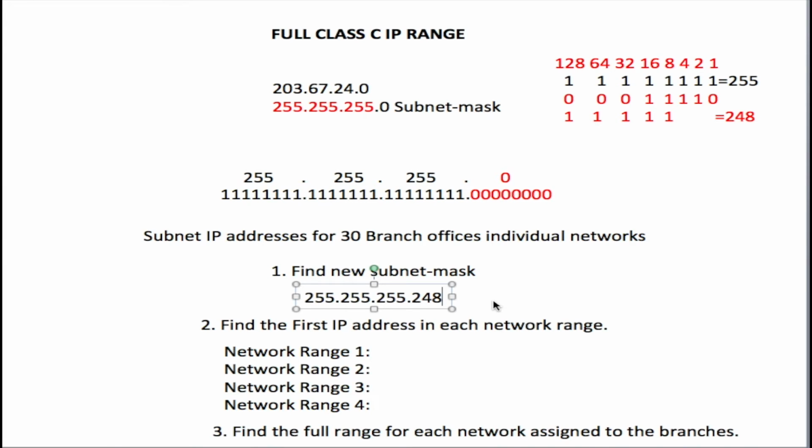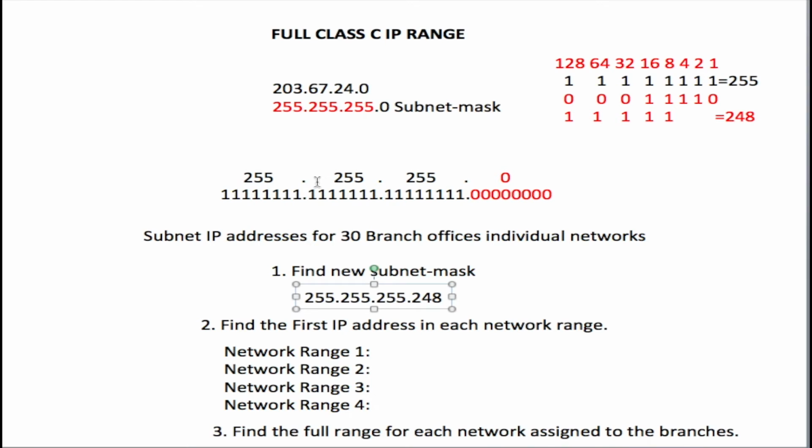255.255.255.248. Now this subnet mask is what we're going to be using for all 30 branch offices. Each one of the networks within these branch offices will have this subnet mask. So now we know the subnet mask. What is our next step? Well, the next step is to find the first IP address in each network range.